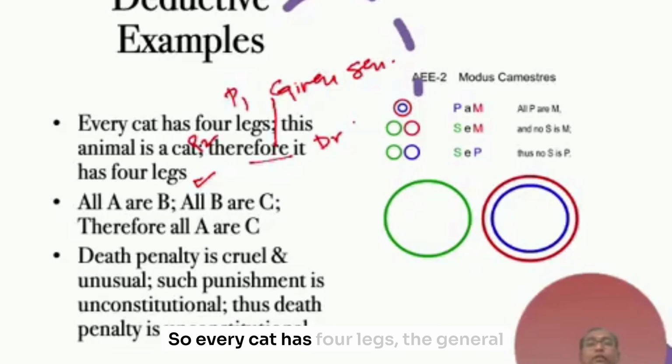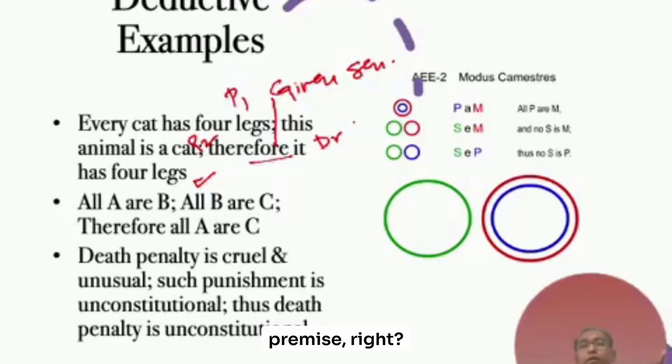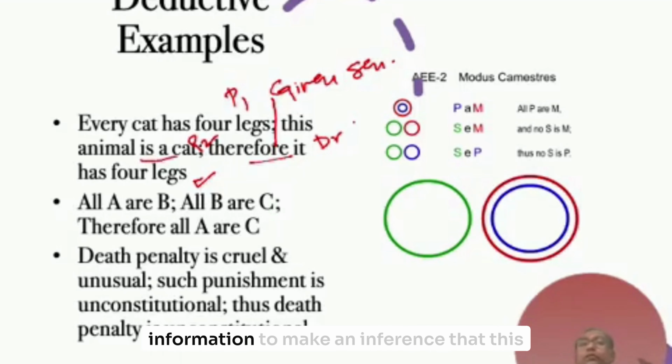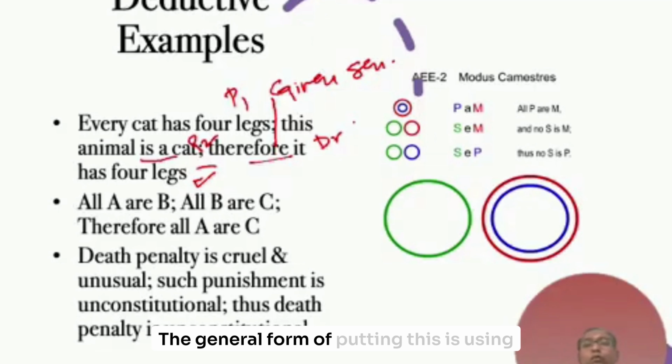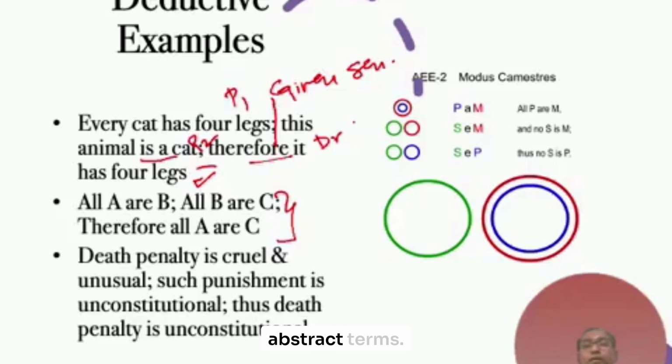So every cat has four legs is the general premise, right? This animal is a cat is a fact. You're using this general given information to make an inference that this cat has four legs, given it is an animal. So that is deductive reasoning. The general form of putting this is using abstract terms. That's what formal logic does. All A's are B's, all B's are C's, and therefore all A's are C's. So it belongs to this particular rule.